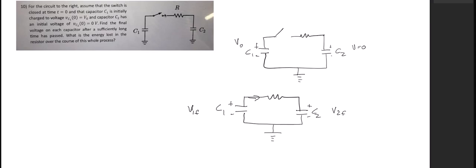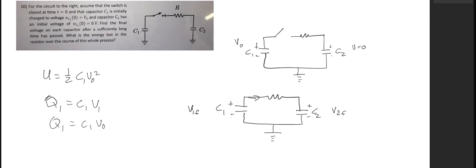Alright, so let's first find the initial energy stored in the circuit. Capacitor 2 stores no energy because its voltage is 0. Capacitor 1 has all the energy, and it would be 1/2 C1 V0 squared. So that would be all of the energy. We also know that initially, with capacitor 1 being charged, the charge on capacitor 1, Q1, equals C1 V1, and at time t equals 0, Q1 equals C1 V0.